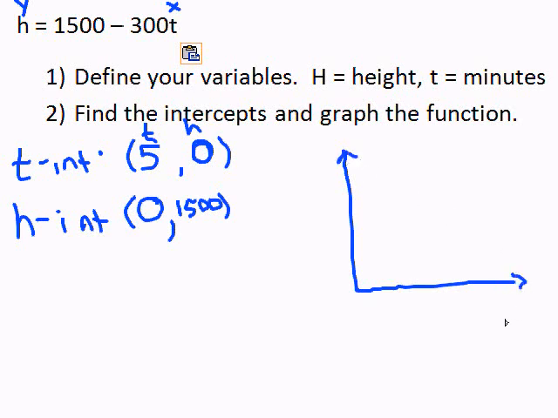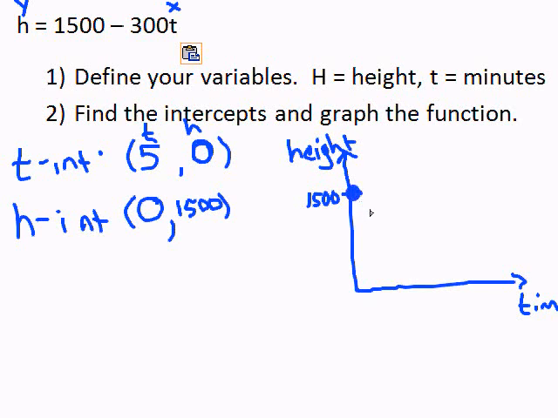So let's label our axes. Since h is a function of t, that means h acts like our y, so the y-axis will be our height, or h. The x-axis is going to be our time in minutes, or just t. Now the hot air balloon started at 0, 1500. So I'm going to put 1500 right here. That's our starting point.